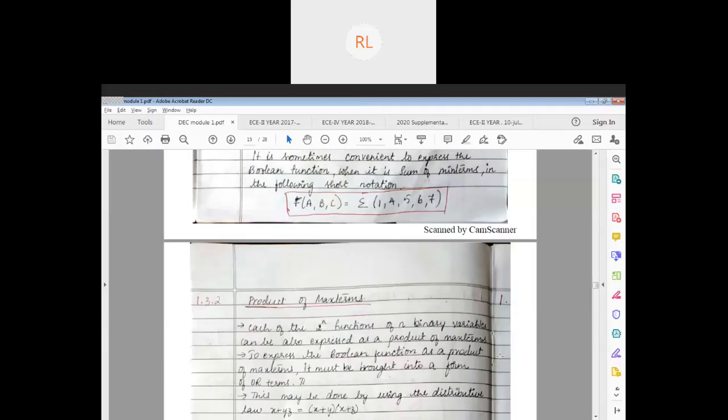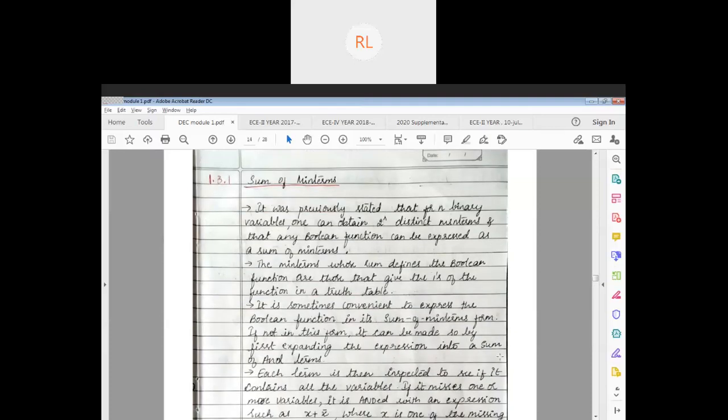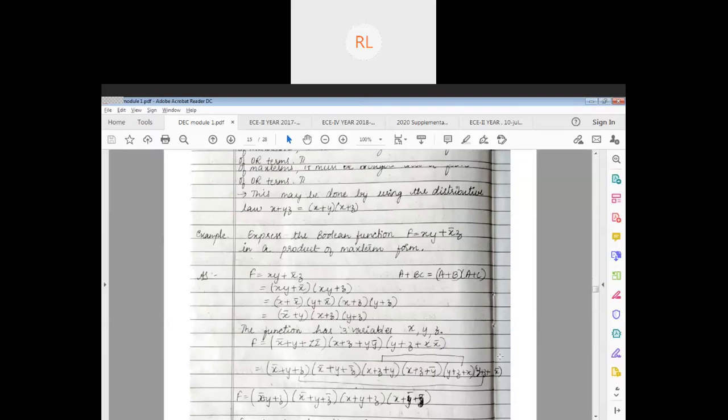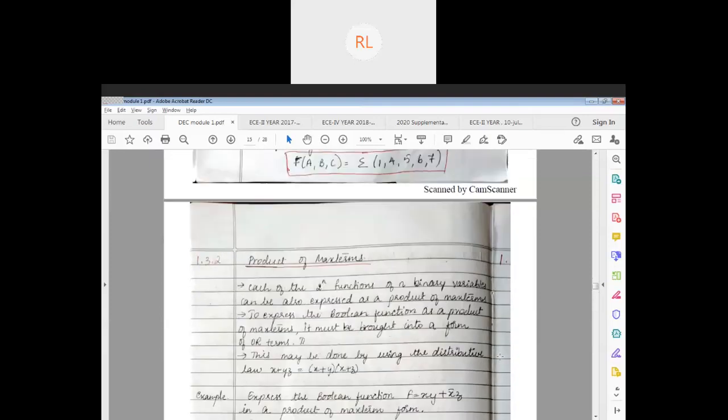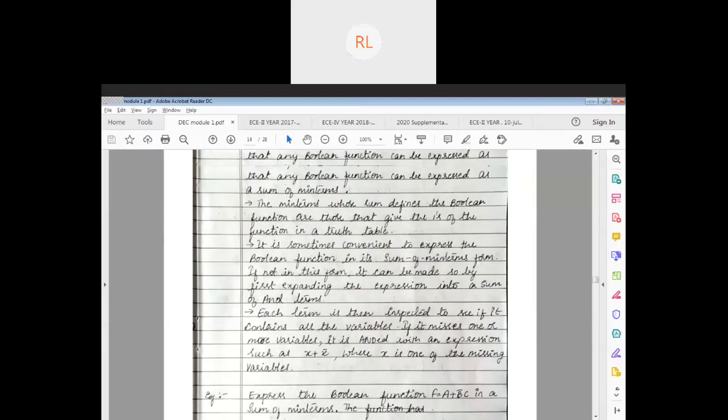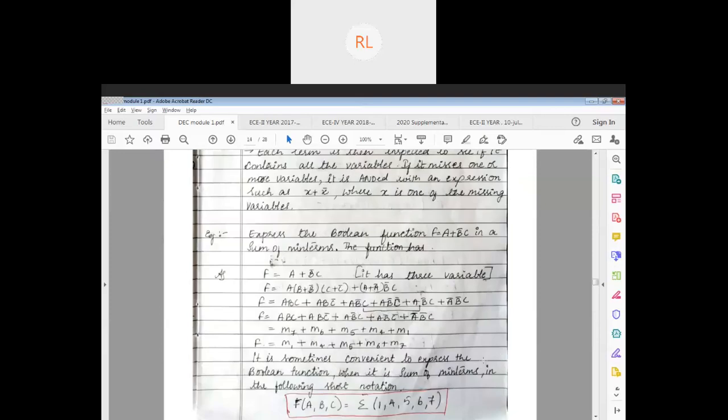So I have one example here that we can go through. One example for SOP format, which is your sum of min terms, and then one example for product of max terms, which is your POS format. So this is my agenda for today's class. We will see one example as to how we are going to represent them.